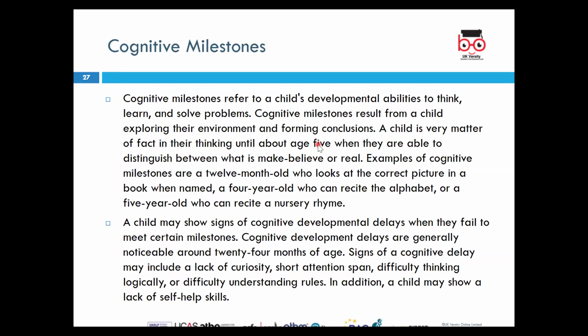Cognitive milestones result from a child exploring their environment and forming conclusions. Children are very honest. I forgot what I was saying. Anyways, cognitive milestones develop with the years of life that a child sees around them. This is why they say talk in front of a child, so their cognition improves.